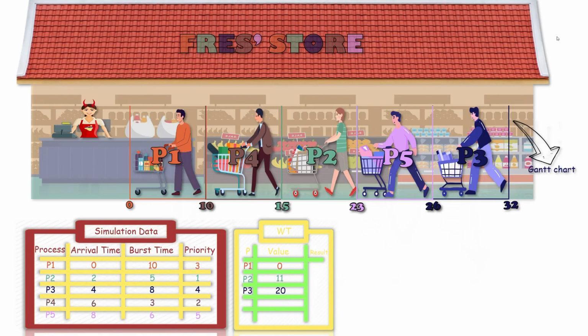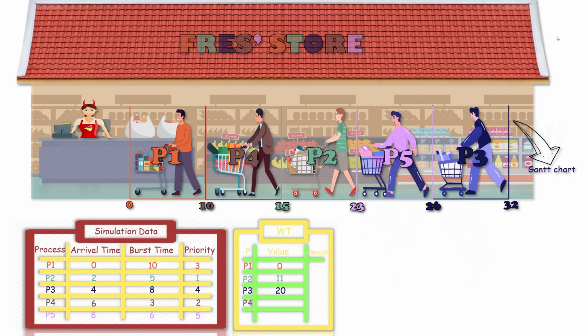Put the result in the data, and let's find process 4 value. In process 4, it starts with 10. To find the completion time, we add it by 3, and we get 13. And find the waiting time by completion time, which is 13, minus the arrival time, which is 6, minus burst time, which is 3, and we get the result. Put it in the data, and let's find process 5 value.